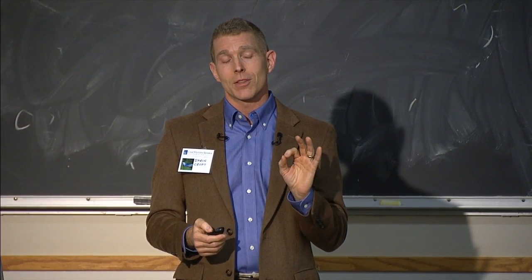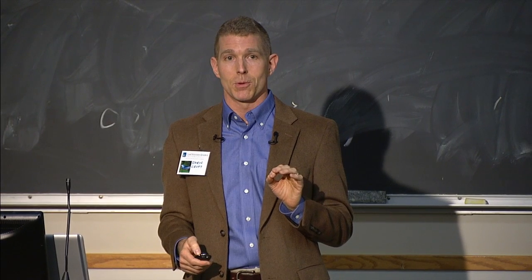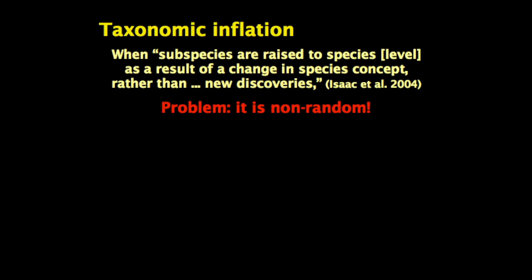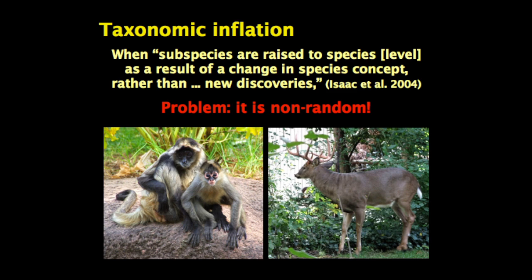The problem is that this taxonomic inflation is not random. For example, large charismatic animals like monkeys, especially those that are active during the day, tend to be inflated more often than those that are hard to see. Small things like shrews, which makes sense.